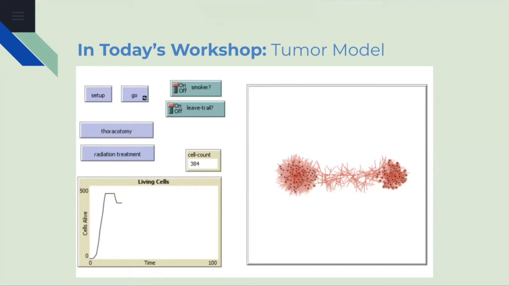So today, this is a screenshot of what we're trying to create. This is the interface tab of NetLogo. We'll be looking at a hypothetical tumor model. We have a switch, so we're alternating between two conditions, when a person is a smoker or a non-smoker. And we'll try to reproduce this image, hopefully.